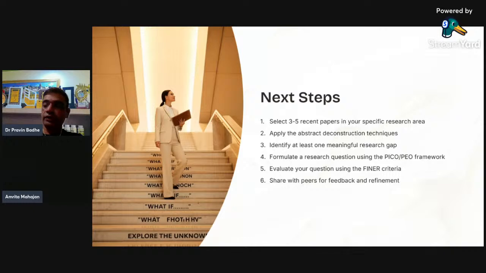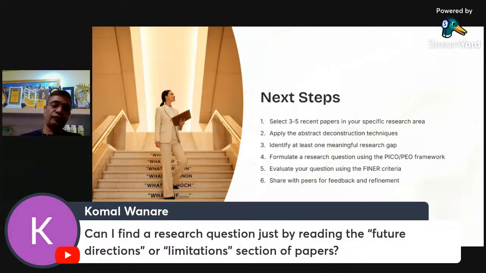With these 2 sessions, we discussed different databases and how to go through the articles using different frameworks and develop your hypothesis. There are a couple of questions. One of the questions which Komal has asked is: instead of reading the complete research paper, can she just read the future direction or limitation and find out the research question?